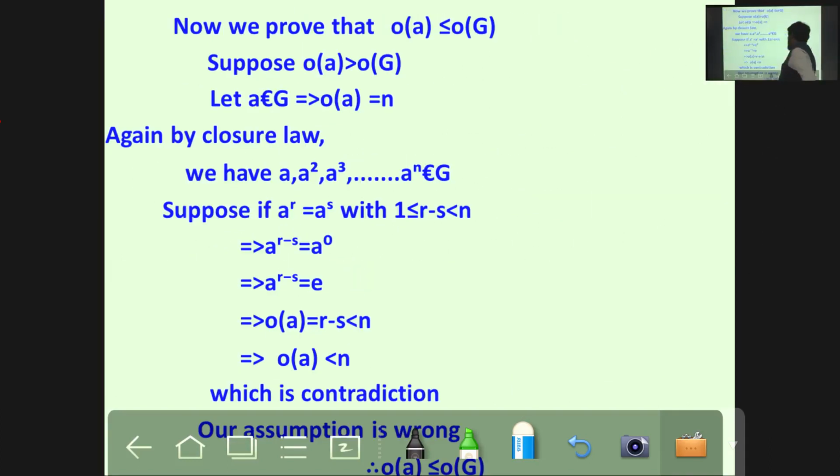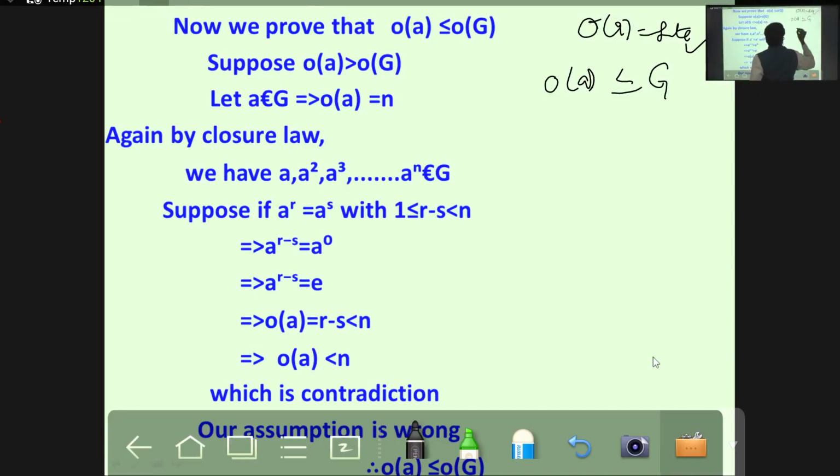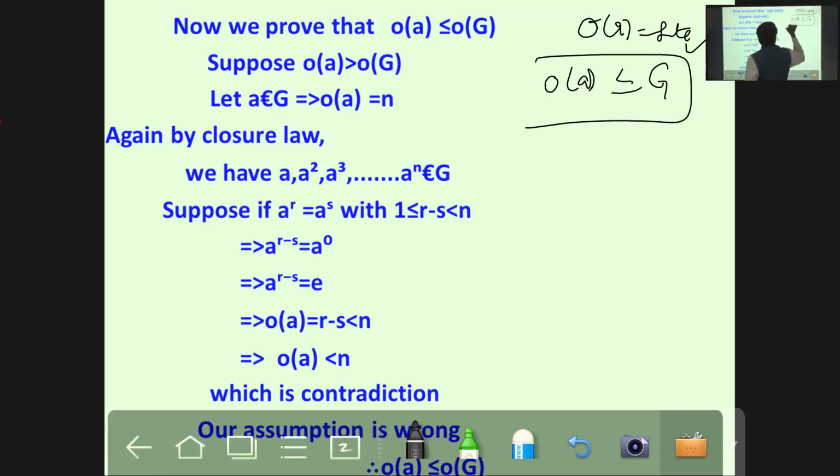Next, the second case: order of a is less than or equal to order of g. The first condition, order of a is finite, is already completed. Now we prove that order of a is less than or equal to order of g. By the contrapositive method, suppose order of a is greater than order of g.